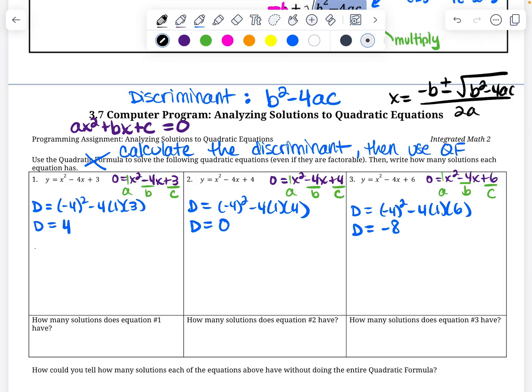Okay, so for number 1, x would be the opposite of negative 4. So it would be 4 plus or minus 4 over 2, because I just took that discriminant number and put it there. Check that out. The square root of 4, because that's what's under the square root, is a perfect square. So this is x equals 4 plus or minus 2 divided by 2. And remember, we want the positive and the negative version.